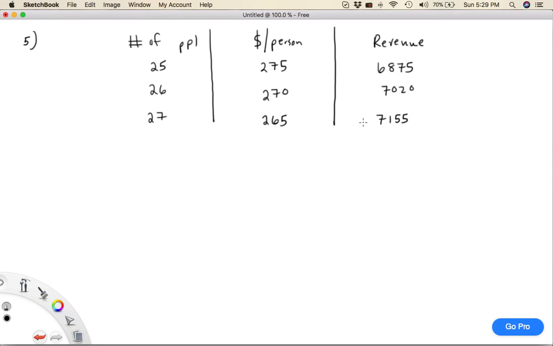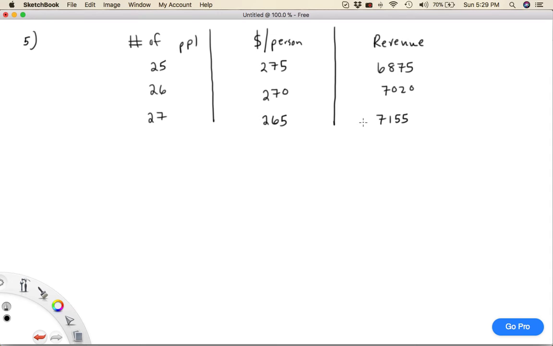Okay, so here's our completed table. As you can see, as you add more people, the travel agency still makes more money even though they're charging less per person. So, I mean, that's probably what you want if you're in business, right? Get a better deal for everyone.